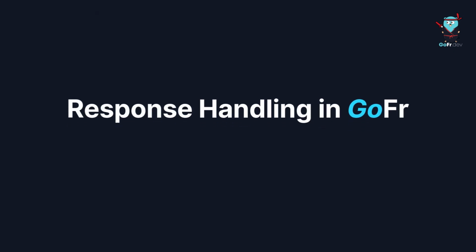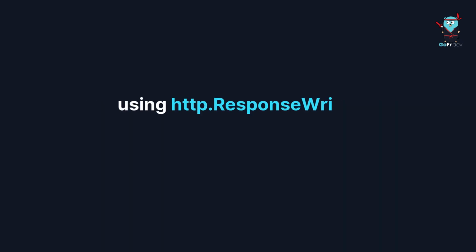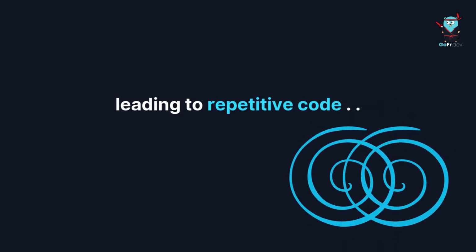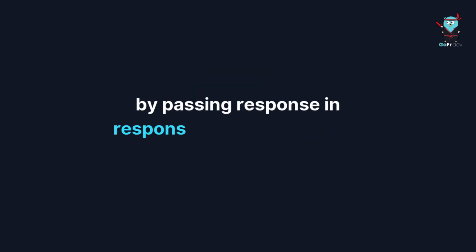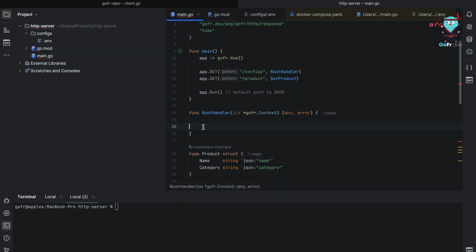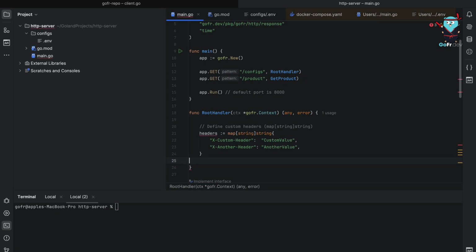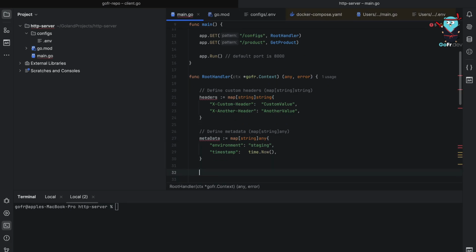In traditional Golang HTTP handling, developers need to manually write headers and metadata using http.ResponseWriter, often leading to repetitive code. Gophr enables adding custom HTTP headers and metadata using the response struct, significantly reducing the overhead of managing these details explicitly. The custom headers are defined as key value pairs of map of string that can be useful for sending security policies, debugging, and versioning. And the metadata provides optional contextual information. The common use cases are setting up deployment environment details, request tracing, and timestamps.